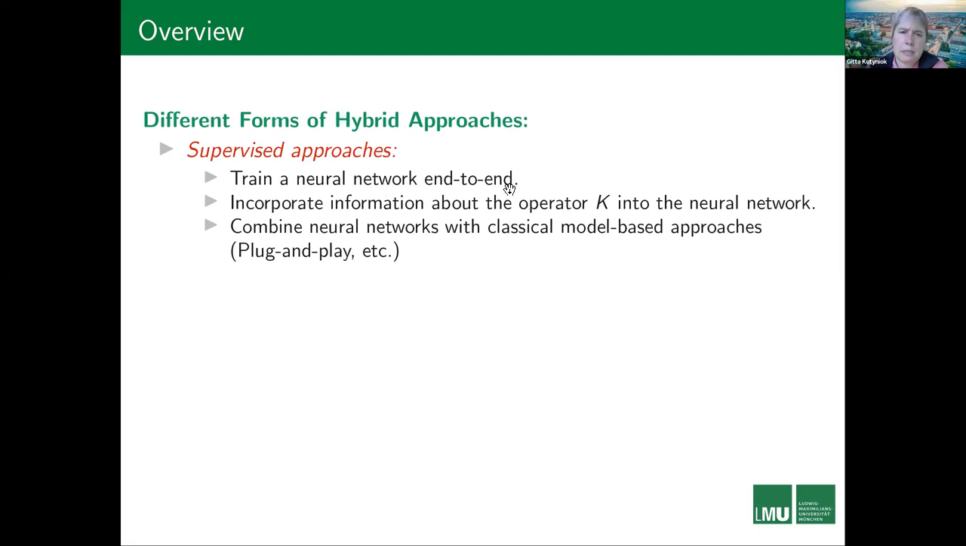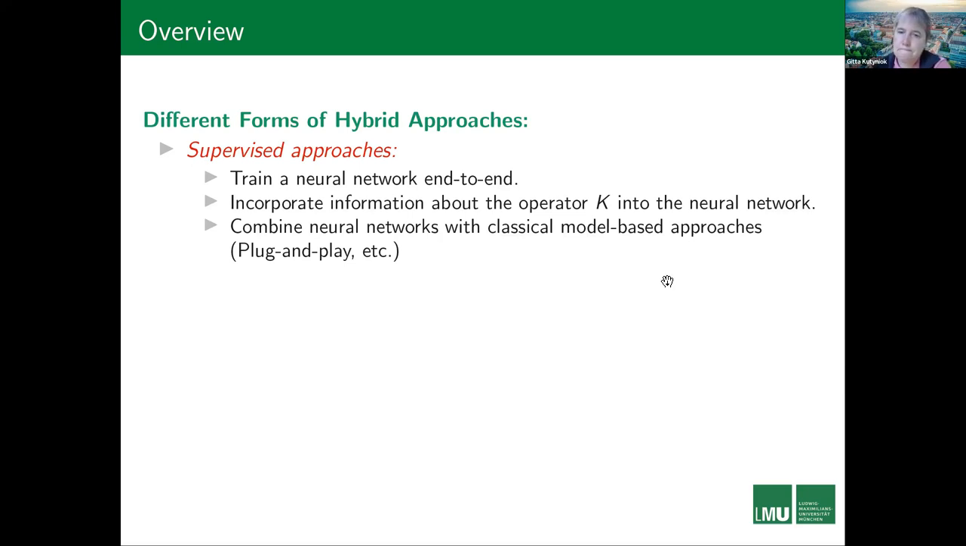The first type I might call supervised approaches. The easiest thing you can do is train a neural network end to end. You have your inverse problem, k f equals g, and what you want is to recover f from g. So you train a network with a lot of g's and a lot of f's to do that. You completely ignore that you might have knowledge of k, the forward operator, and so on. So this is in a way the purest approach, the pure deep learning approach, that you can do.